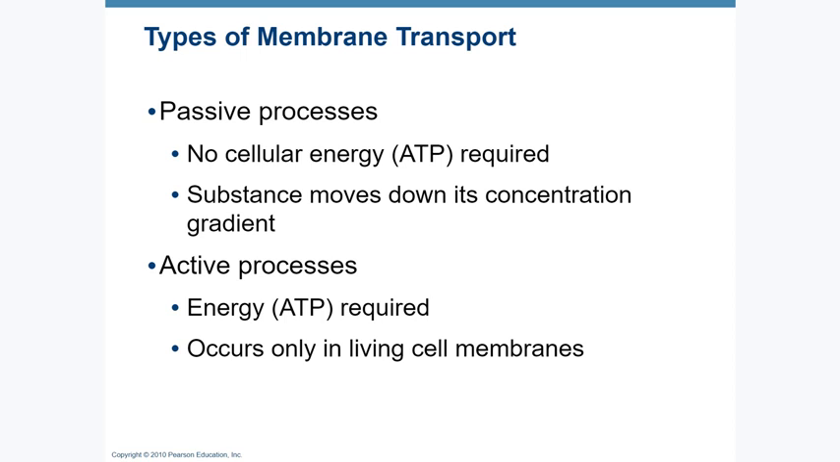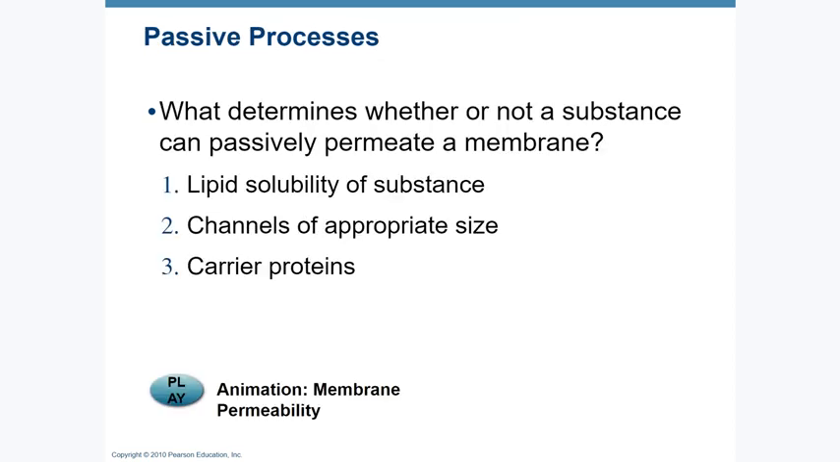Membrane transport: we have our passive transport, in which no cellular energy is required. The substance moves down the concentration gradient. There's no active doing of anything, it just happens. Active processes are where you need ATP to do something, and they occur only in living membranes. Dead cells can take things in without energy all the time. Living cells can't. Only living cells can use ATP.